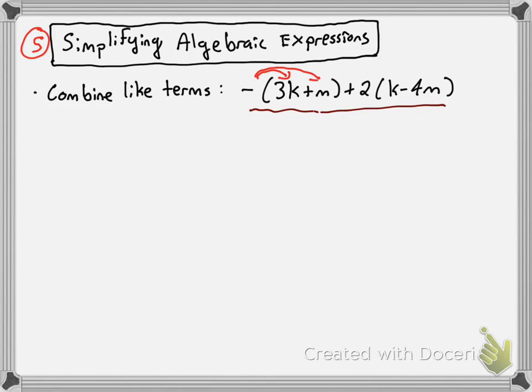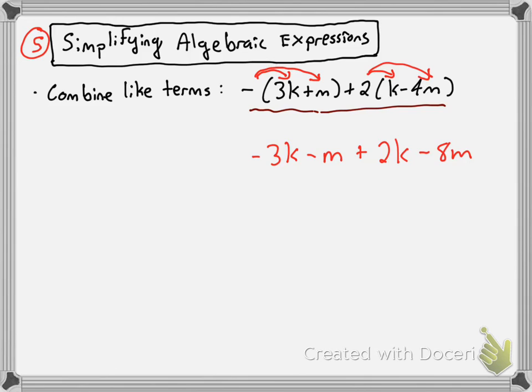I would want to distribute out any negatives or anything in front of the parentheses. So now I'm going to have -3k. This is going to change to -m as I'm distributing out that -1 in front of the parentheses. Plus 2k, and then this is going to turn into -8m.